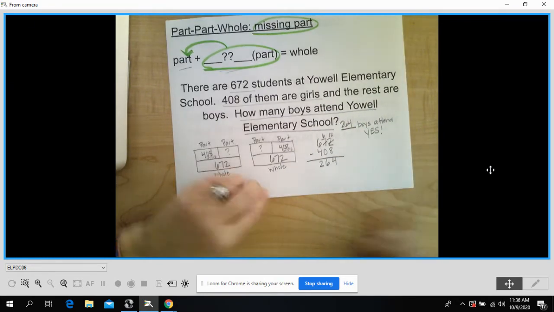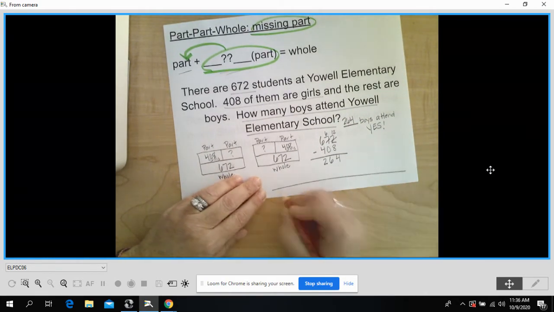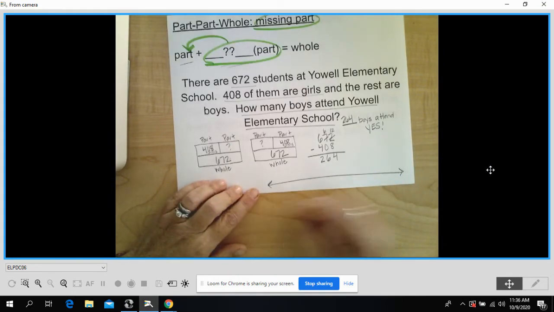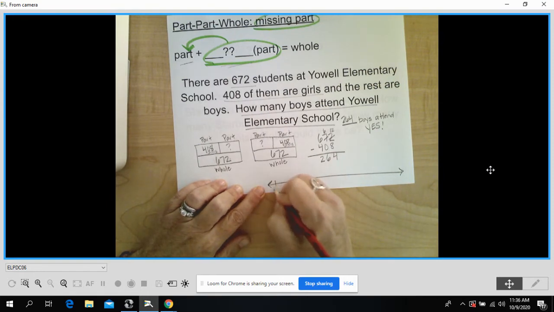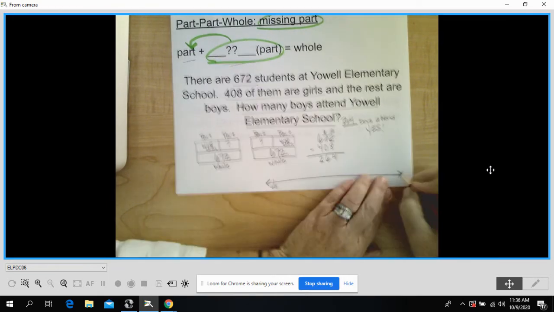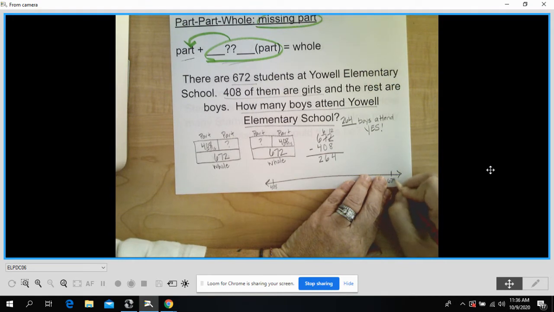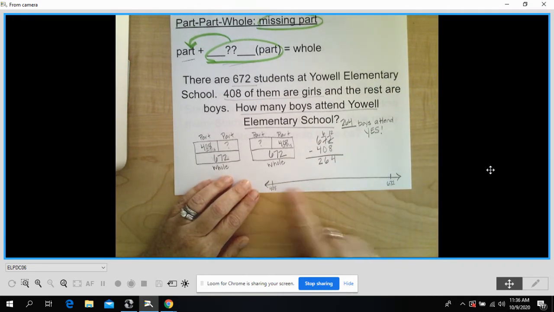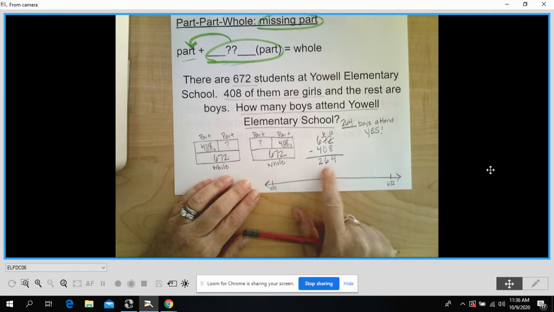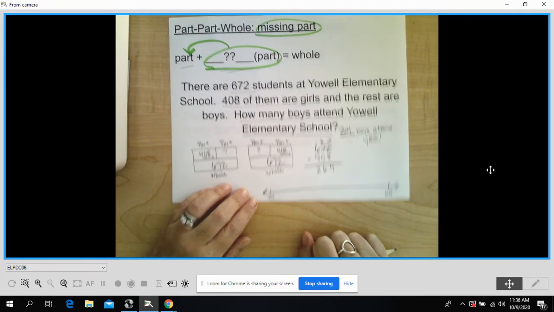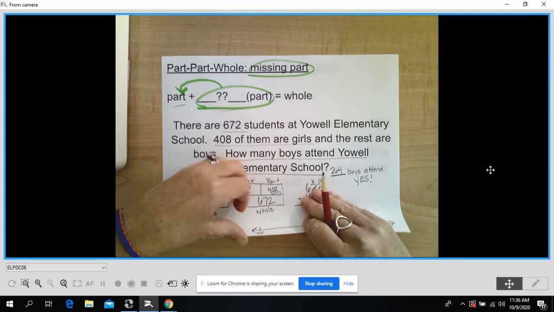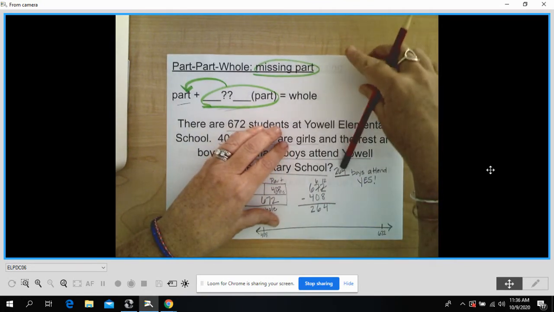If I wanted to put this on my number line, remember, number lines are yours. They're exactly how you want to make them. I'd start with 408. I'd end with 672. And I would do jumps on my number line to figure out the difference between these two numbers. And that difference would be 264.